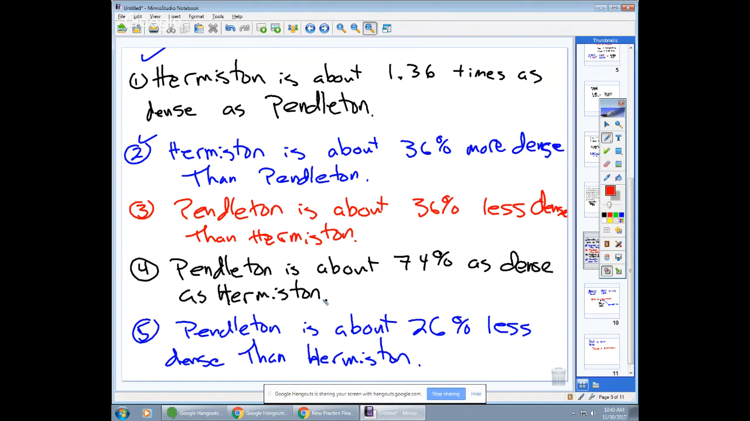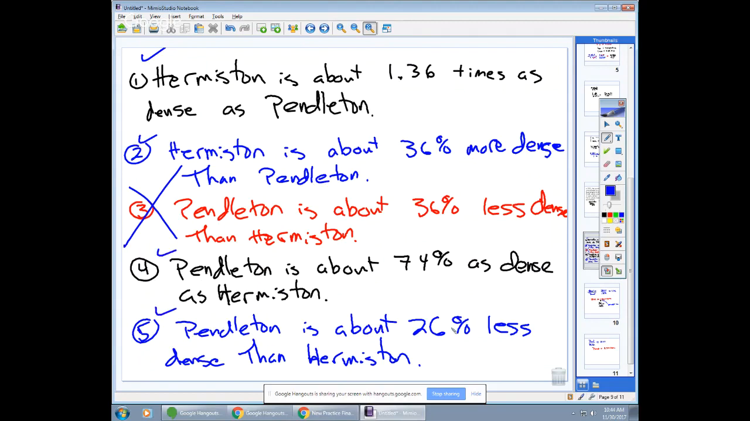Okay. No. Hermiston is 36% more dense. Pendleton is 74% as dense. If I want to talk about less, then I have to look at the change. Okay, so my claim is that, which one is wrong? Number 3 is wrong, but 4 and 5 are correct.